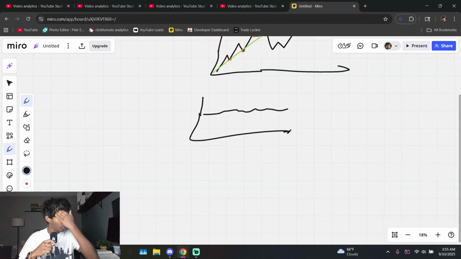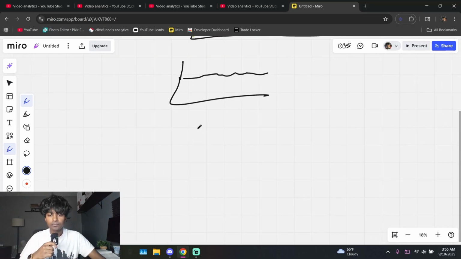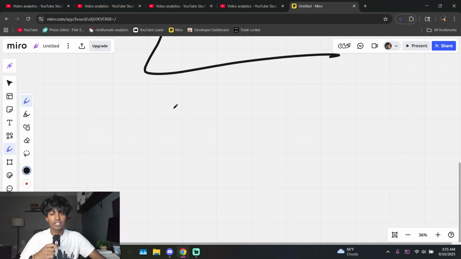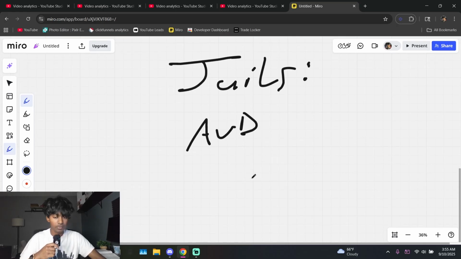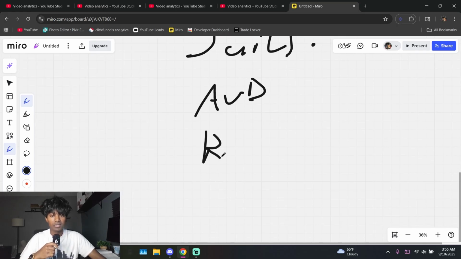So I'm going to put all these down for you so it makes a little more sense. All right, so when we're looking at jails, I guess we can just put jails. We need to look at 3 factors. The first thing is the average view duration. How many seconds are people watching for? We're going to look at the retention percentage. So what is the percent of people who are actually watching?